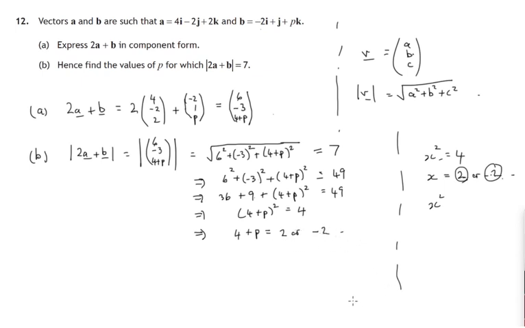There's two possibilities there. So let's separate them. I've got 4 plus P equals 2 or 4 plus P equals -2. If this was the case, taking 4 from both sides, we get -2 for the value of P. And if this was the case, taking 4 from both sides, we get -6 for the value of P.